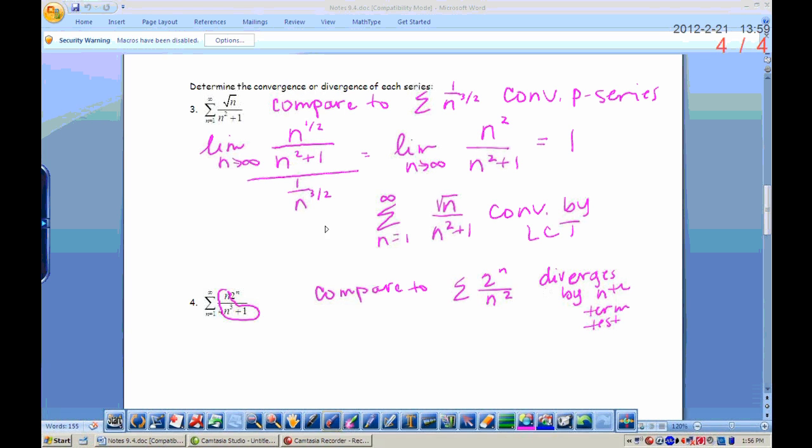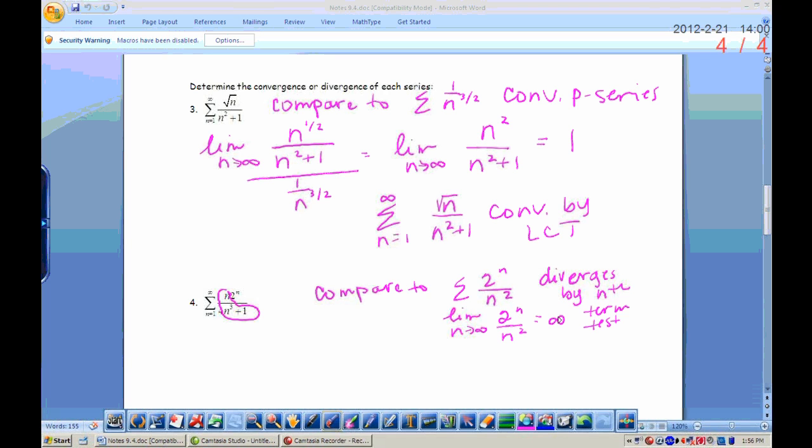Because if you were to take the limit as n approaches infinity of 2 to the n over n squared, because the top is getting bigger faster than the bottom, that limit equals infinity. So since that limit doesn't equal 0, the series diverges. An exponential function, which is 2 to the n, will always, always, always outgrow a polynomial function.